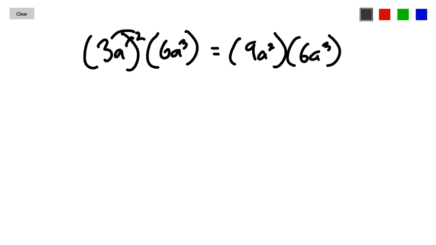Now I have to move on to multiplication. I have a 9 times 6 in here, which gives me 54. And then I have an a squared times an a cubed, which gives me a to the 5th.